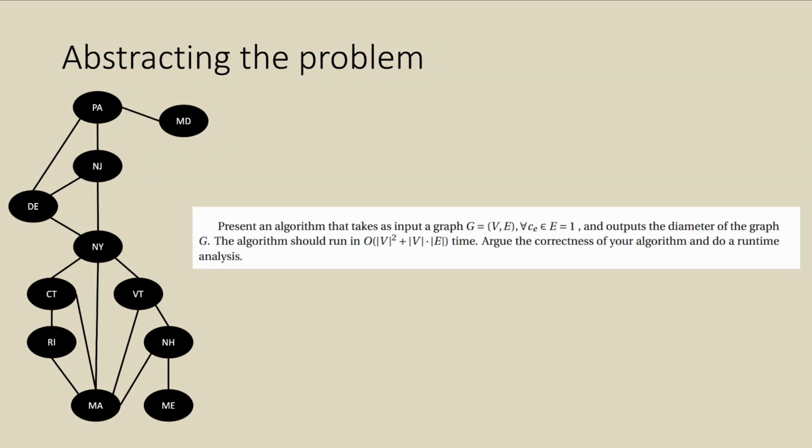And here's our question. Present an algorithm that takes as input a graph G in adjacency list format where all edge costs are equal to 1 and outputs the diameter of the graph G. The algorithm should run in big O of V squared plus V times E. Argue the correctness of your algorithm and do a runtime analysis. Just in case, the vertical bar means the cardinality of a set.